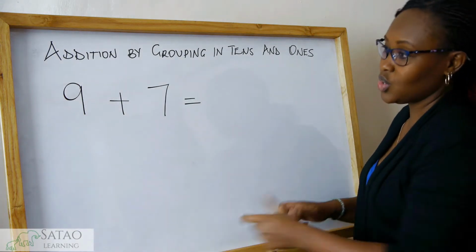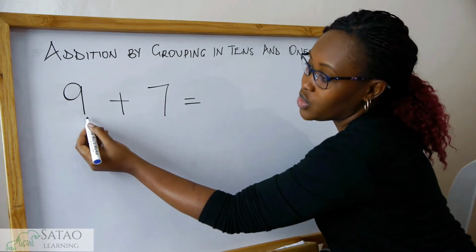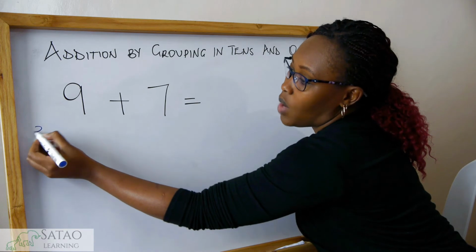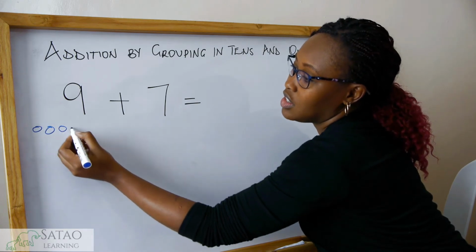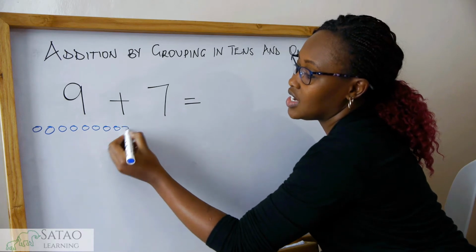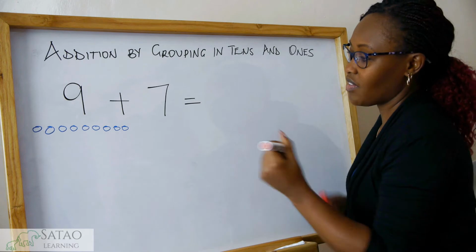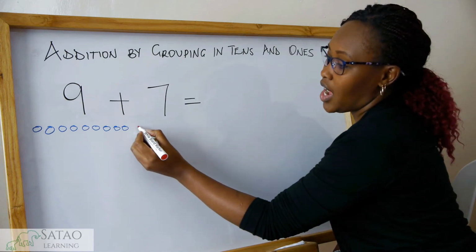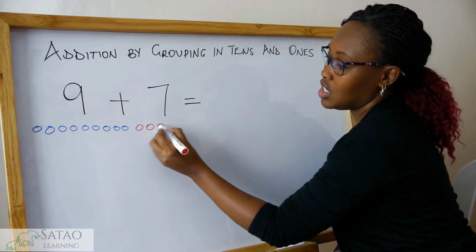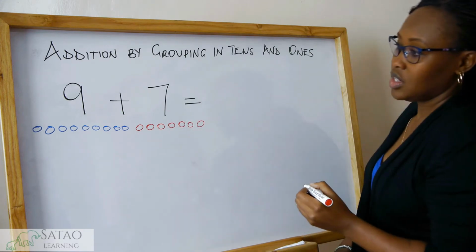So the first thing we do is we can draw some balls under 9. How many balls will we draw? We'll draw 9. So 1, 2, 3, 4, 5, 6, 7, 8, 9. And then under 7, what do we draw? We draw 7 balls, which is 1, 2, 3, 4, 5, 6, 7.